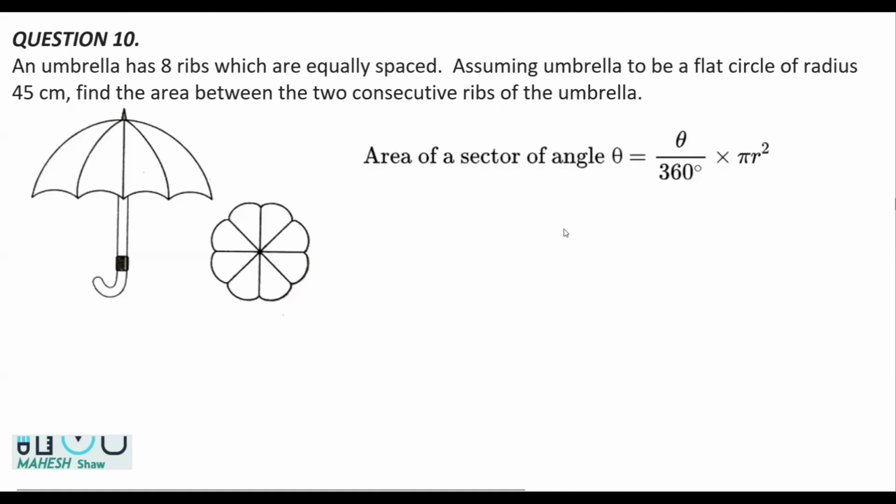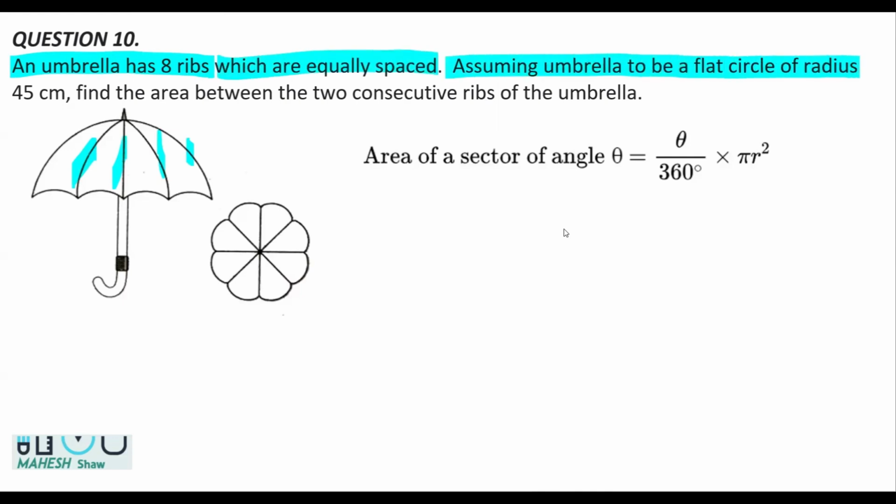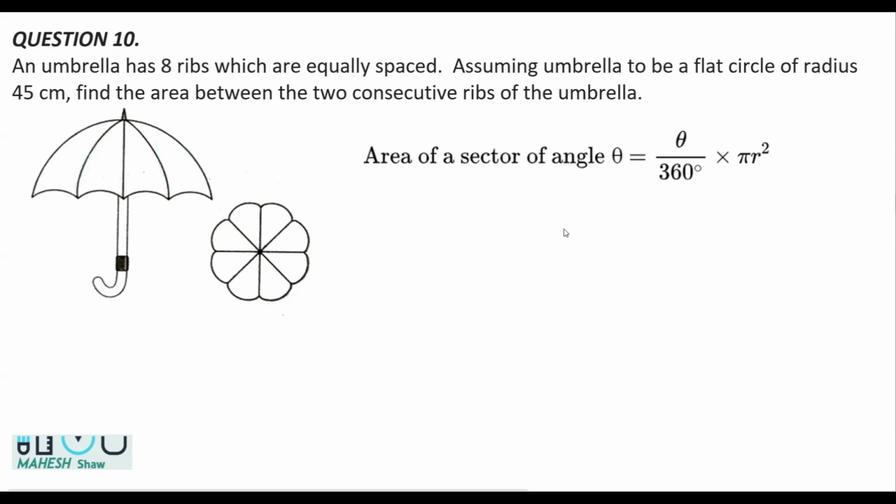In this question, it says an umbrella has 8 ribs, right? These are the ribs here, which are equally spaced. Assuming that umbrella to be a flat circle of 45 centimeter, we have to find the area between the two consecutive ribs. So the area between two consecutive ribs is what we have to calculate. And if I look into this figure, this is the area.